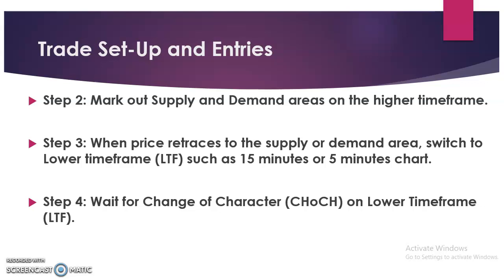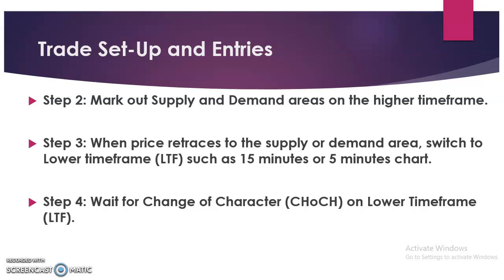So when price comes into that particular place, switch to a lower time frame. Basically, I use 5 minutes. I use the 5 minute chart for my entry confirmations. Let's say for example, I'm using 1 hour as my higher time frame, and I have marked out my supply or my demand area. All I do is wait for price to come to that particular order block and mitigate it.